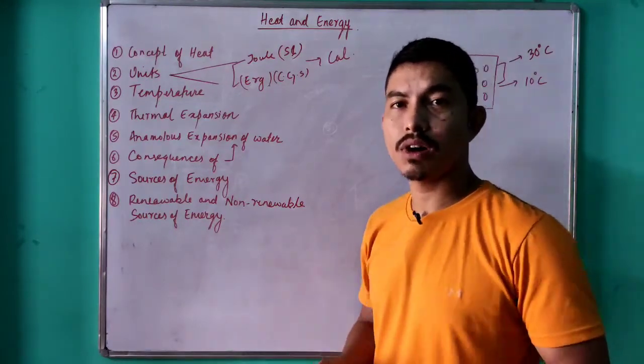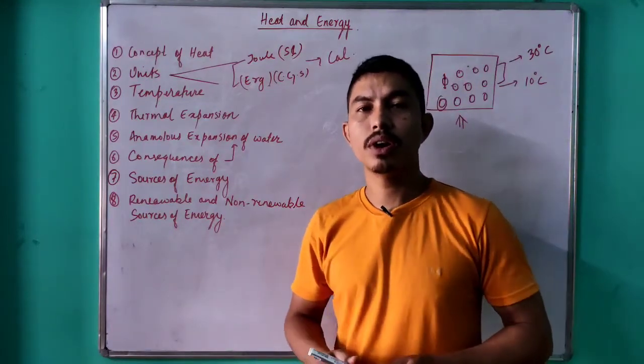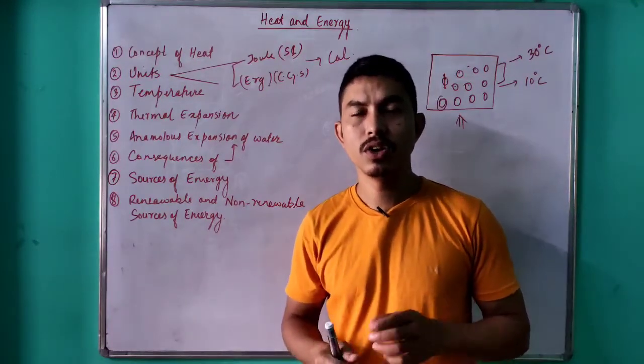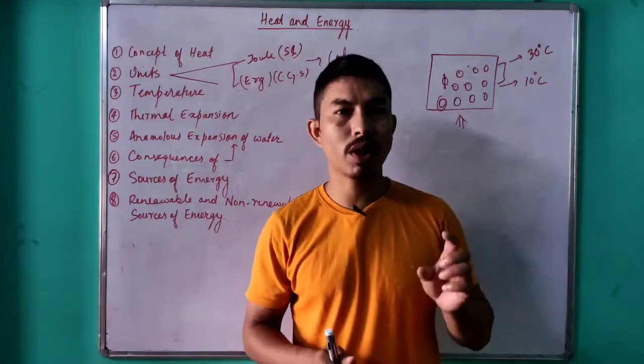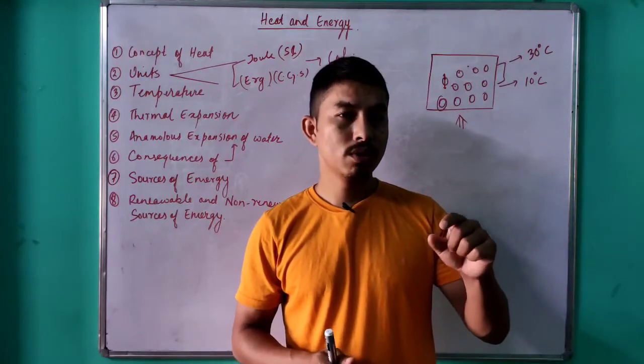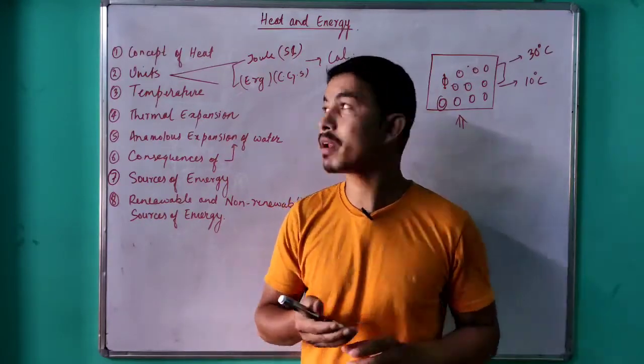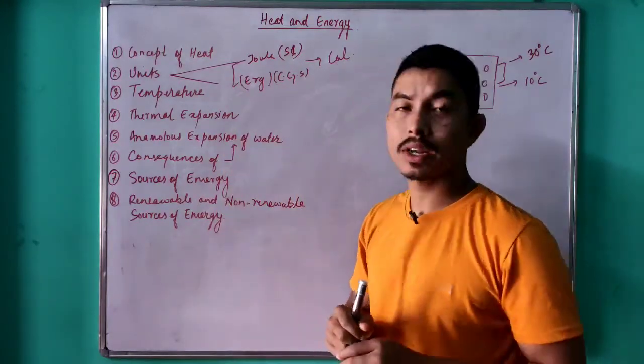Now to define 1 calorie, how much is 1 calorie? The 1 calorie is the amount of heat required to raise the temperature of 1 gram of water by 1 degree centigrade. So whenever you change the temperature of 1 gram of water by 1 degree centigrade, whatever amount of heat you are supplying, that is said to be 1 calorie.